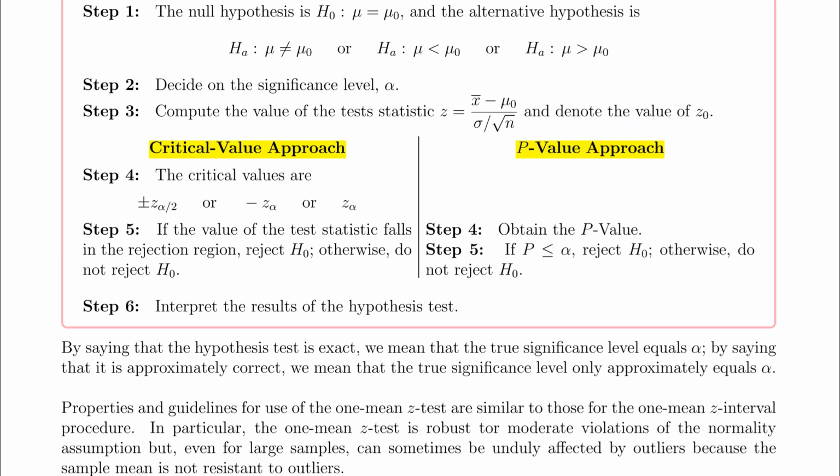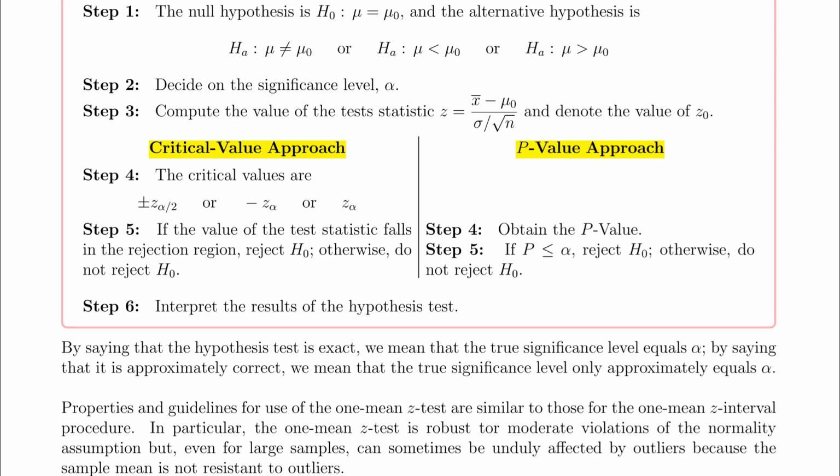On the left, you have the critical value approach. With the critical value approach, you have three options. You have plus or minus z sub alpha over 2, which corresponds to a two-tailed test. Negative z sub alpha, which corresponds to the left-tailed test. And positive z sub alpha, which corresponds to the right-tailed test. And then for step 5, if the value for the test statistic falls in the rejection region, you obviously reject the null hypothesis.